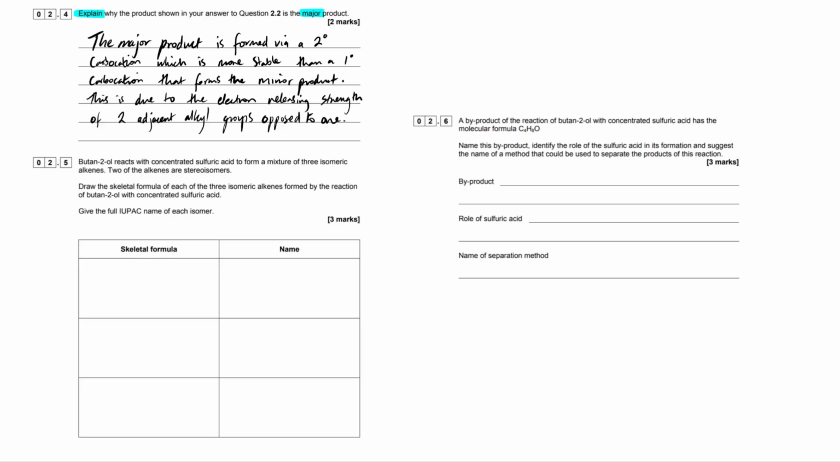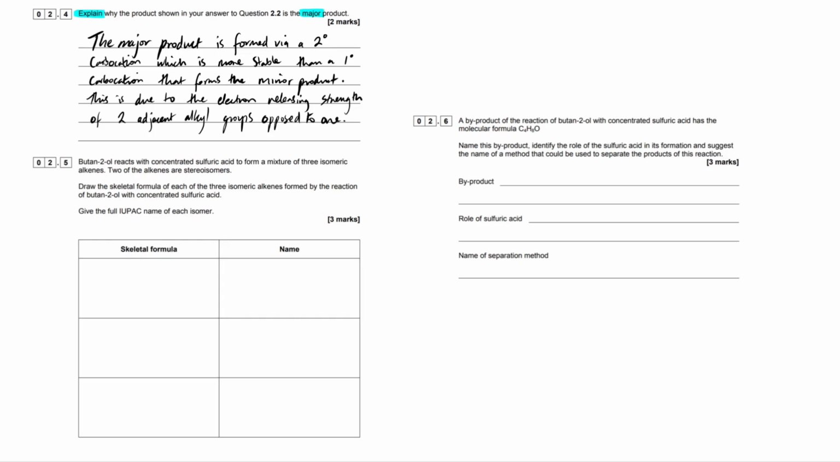Okay guys, next question 2.4. Explain why the product shown in your answer to question 2.2 is the major product, okay? So I'm just going to explain myself when it comes to the stability of the carbocations. This is a 2-mark question. I'm going to write a brief paragraph and explain it. Okay guys, so brief paragraph right here.